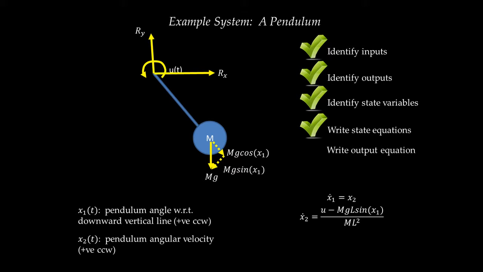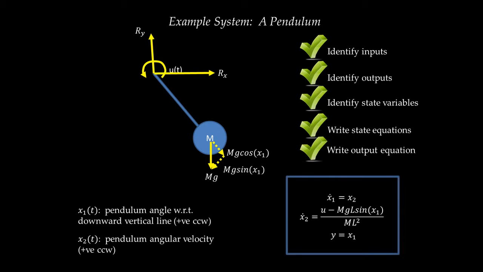to write the output equation for this pendulum. The output was the angle y between the pendulum and the vertical. That also happens to be the same as the state x1, so y is equal to x1. Whatever I've boxed here is the complete set of state and output equations for this pendulum. This is the state space model.